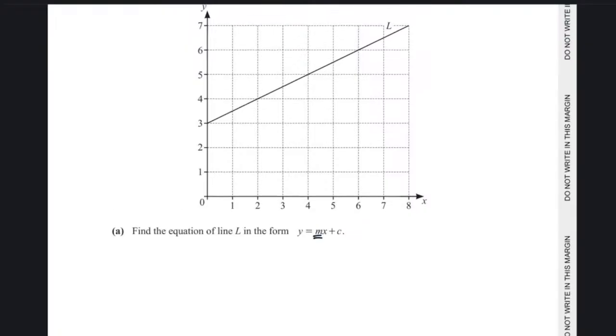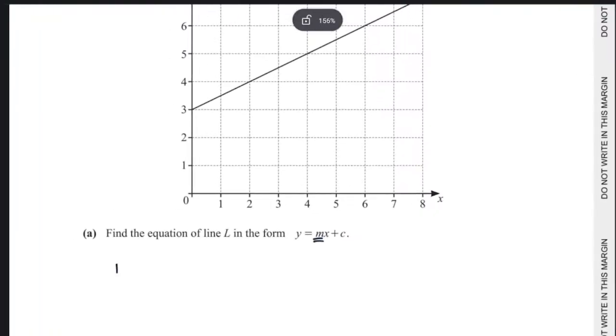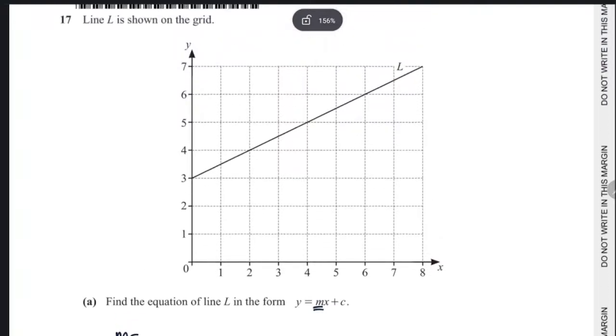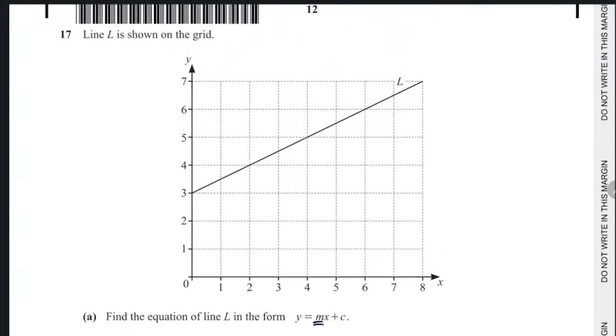Okay, yes. Then you find M, right? The gradient, right? Yes, you find M. So you take any 2 points, which is this one and this one. Everything you do in this chapter, you just need 2 points. This one, you tell us, what is it on the x? You go down on the x, you see it is 4, comma. What is it on the y? You go to the y, you see it's 5, so it is 4, comma 5.